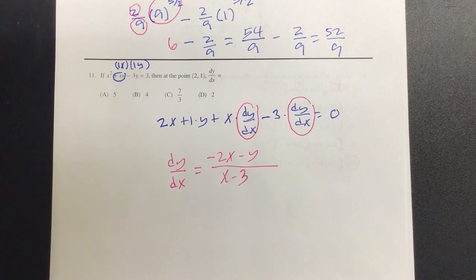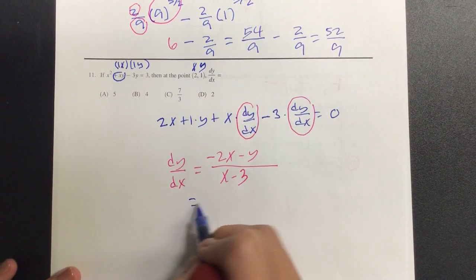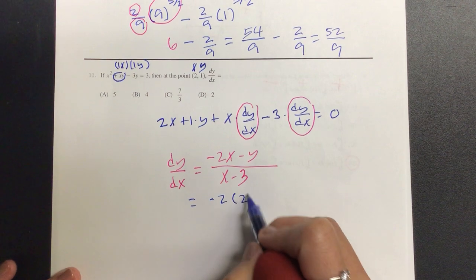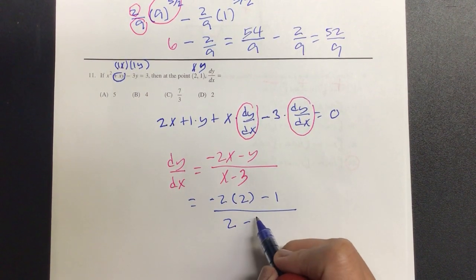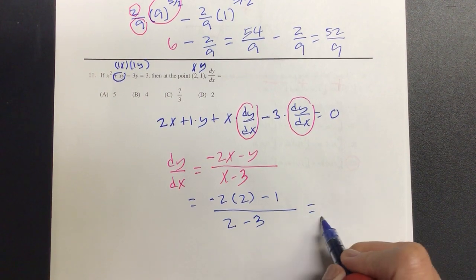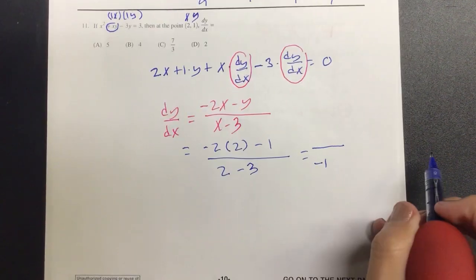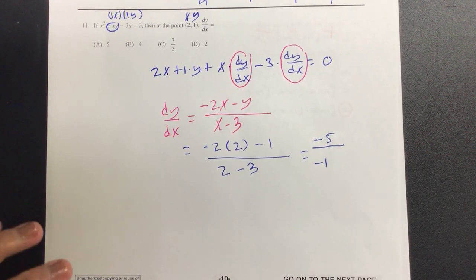So we're almost there. What values can I plug in from the given? My x and y. So when I plug in my x and y, I get negative 2 times 2 minus the 1, all over 2 minus 3. We know our bottom is automatically negative 1, correct? What's on top? Negative 5. So that simplifies to what value? 5.